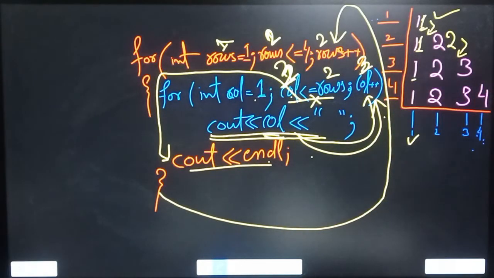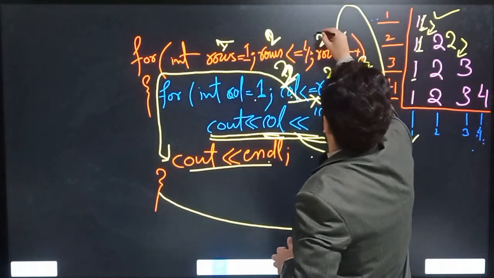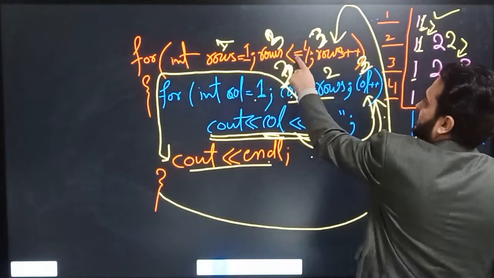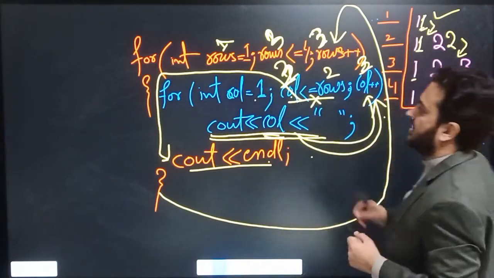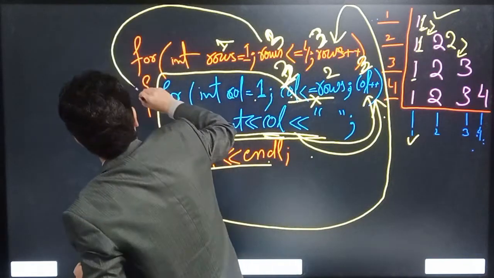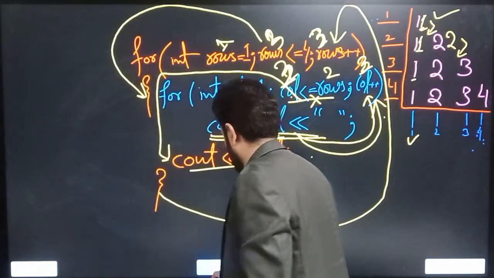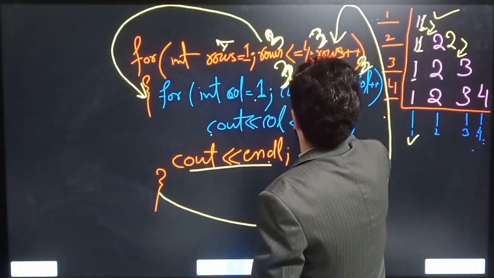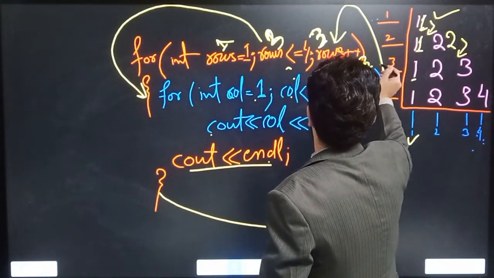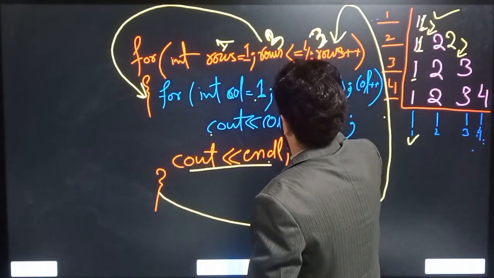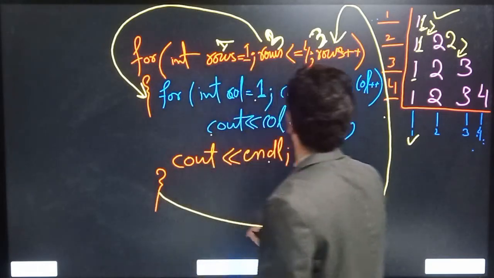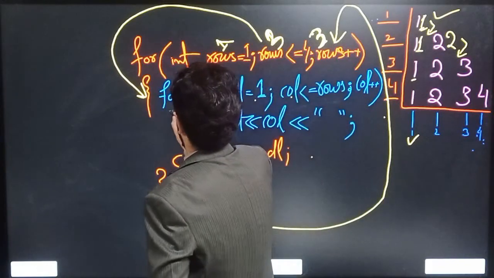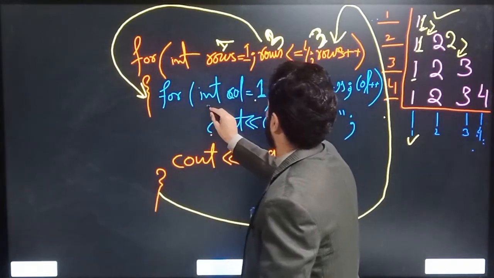So the execution will come to the rows plus plus. So rows was 2, so now it will become 3. So 3 is less than or equal to 4. Yes, 3 is less than or equal to 4. So execution will come to the body of the outer loop. Okay, so execution will come to the inner loop, and the inner loop will start executing.